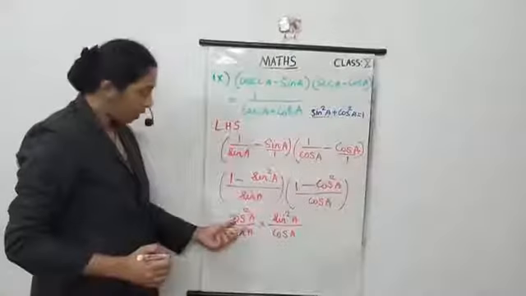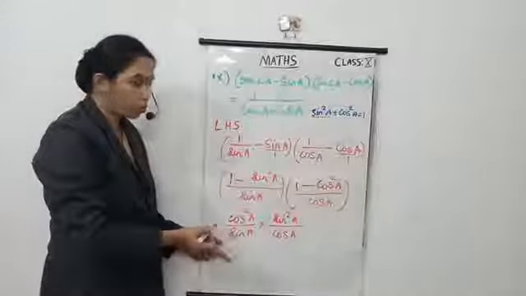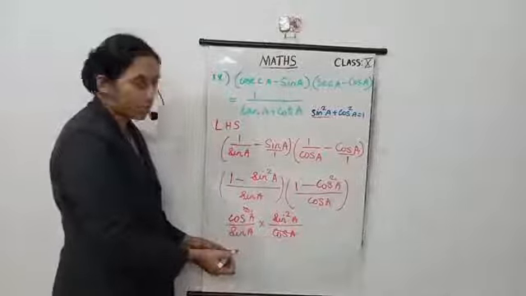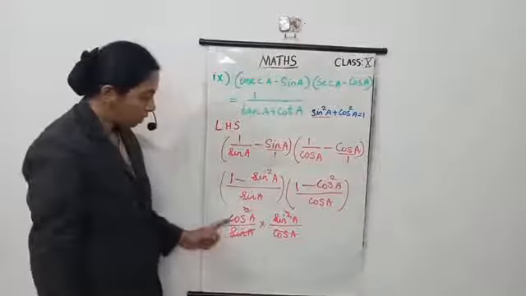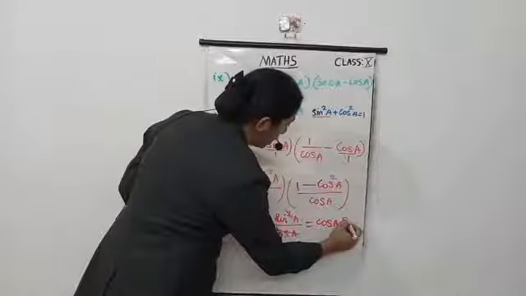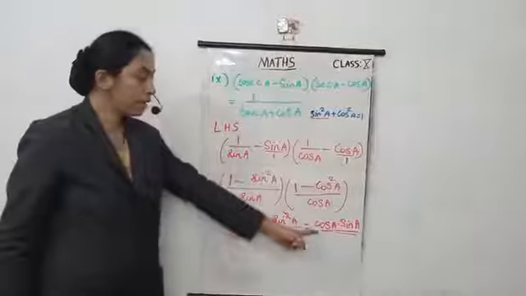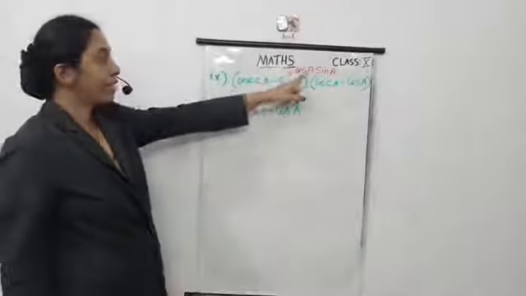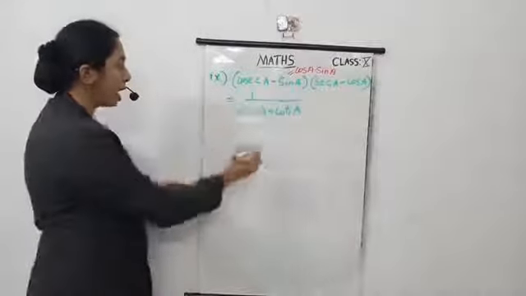Okay. Now we can cancel here cos square A. Cos square A means cos A into cos A, so one cos A and one cos A cancelled. Same here, sin square A and one sin A cancelled. Now the balance is cos A into sin A. So the LHS we solved, we get cos A into sin A, or sin A into cos A. Anyway, no problem. Now take RHS.